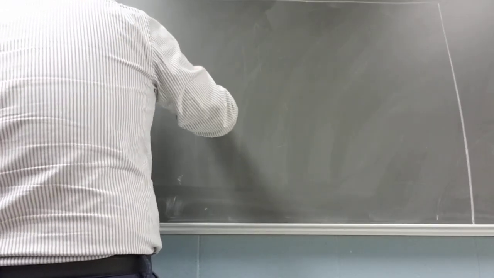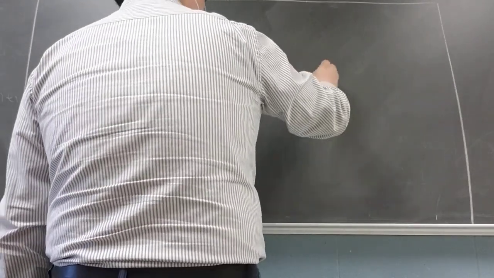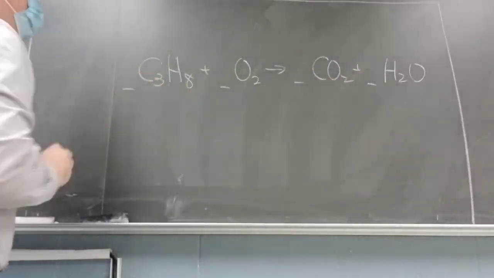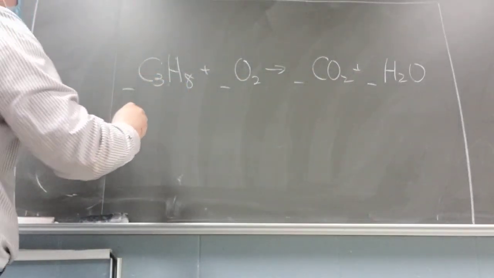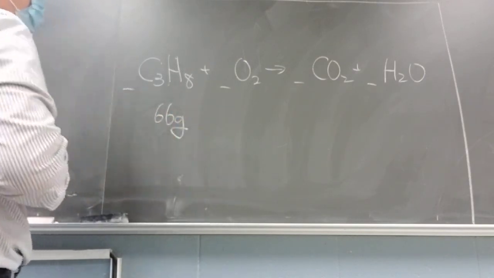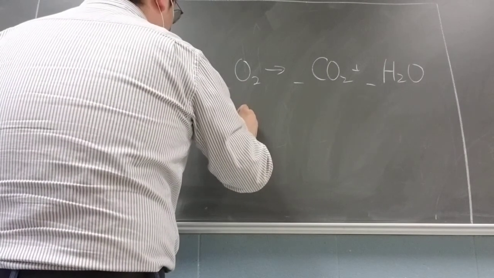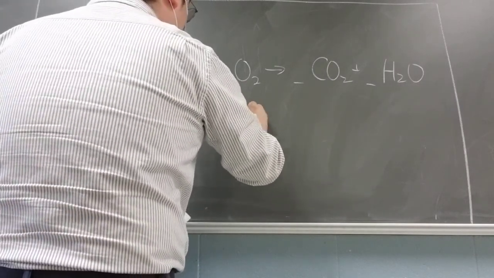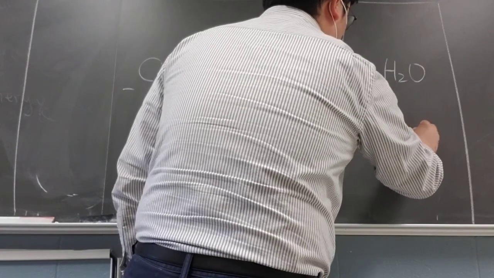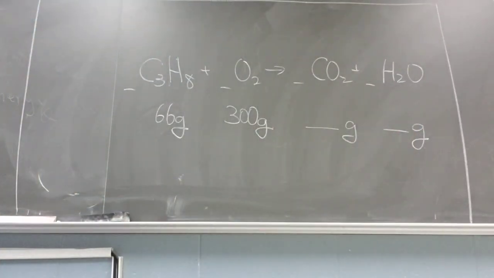Okay, this is also what we did before. You can try the combustion reaction. Say we have 66 grams of propane and 300 grams of oxygen. Try to figure out how many grams of each product. This will take quite a bit of time, so I'll give you 5 minutes.